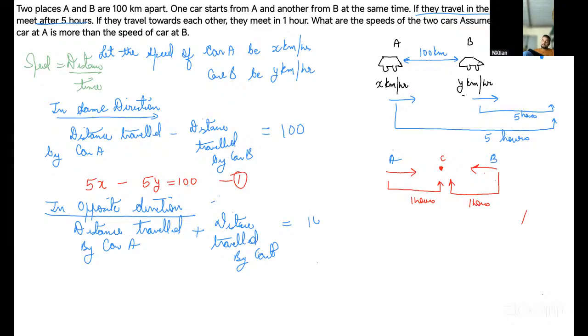This is 100 kilometer. Now, what is the distance traveled by car A? It's speed into time. Speed is x and time is 1 hour. So it will become 1x plus 1y is equal to again 100. This is the second equation. The second equation is basically x plus y is equal to 100.